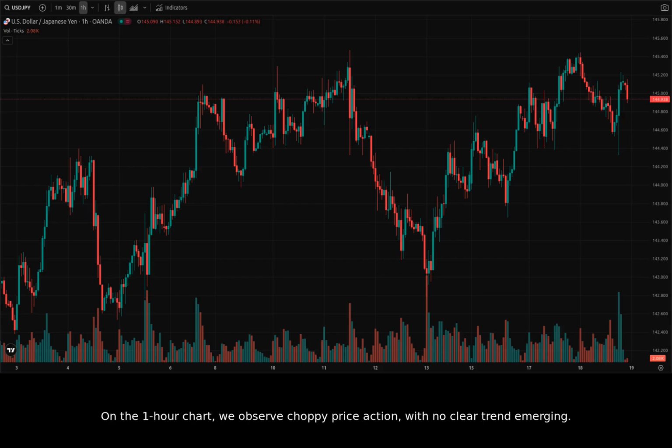On the 1-hour chart, we observe choppy price action with no clear trend emerging. The price seems to be fluctuating between 143 and 145, suggesting a consolidation phase. We can look at the 15-minute chart to get even more granular.